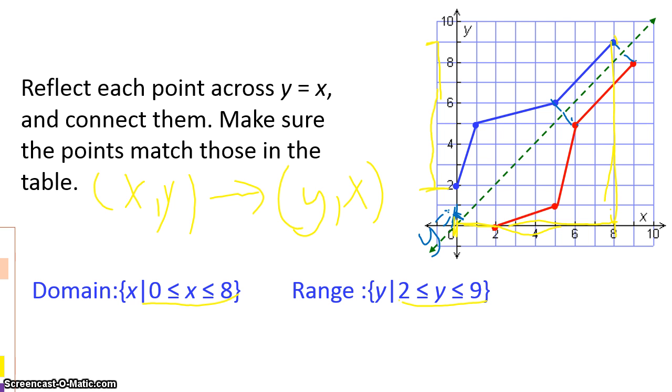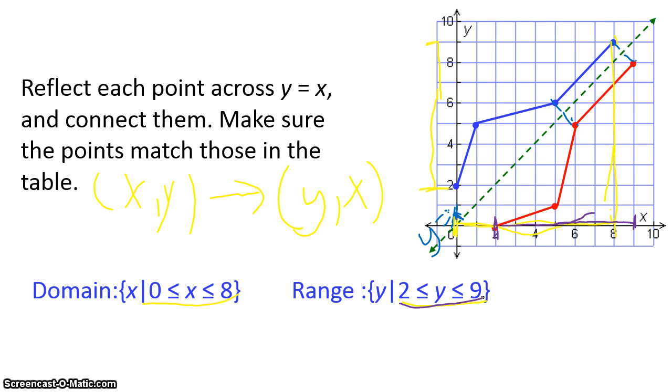Okay, now let's take a look at our inverse, remember, which is the red. So we start here at 2 for our domain, and we go to, what is that, 9. Well, that's interesting. We started at 2 and went to 9. Does that look familiar? Look at what your range was on the original function.